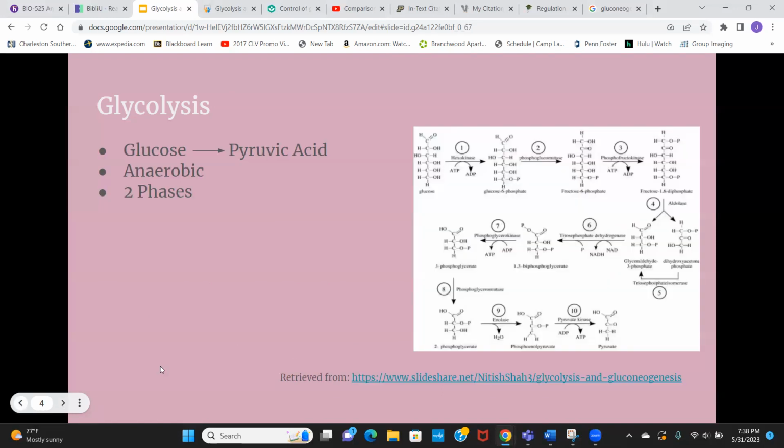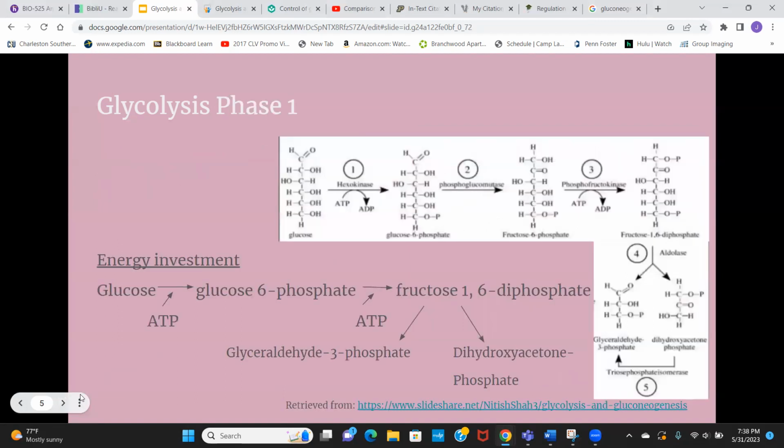So the same picture right here, I've broken it down into its 2 different parts, okay? We're going to look at phase 1, otherwise known as energy investment, and how we're having to put energy into the cell in order to generate more energy. And then we'll look at the energy generation part, okay? So we're going to look at the first 5 steps of glycolysis. There are 10. Okay? So energy investment.